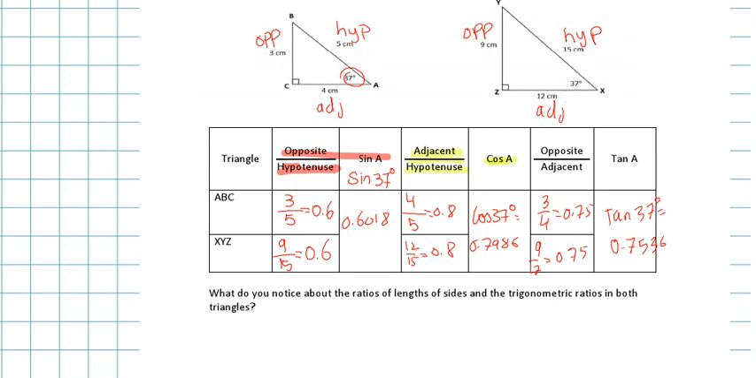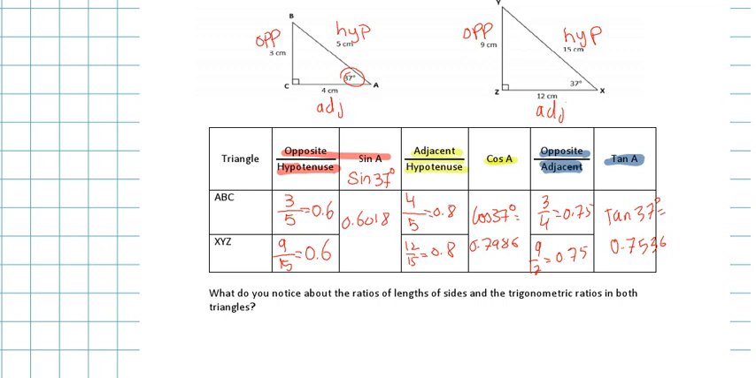No matter what the triangle is, as long as you have the same angle, it's giving you the same ratio. At least close: 0.78, 0.7986, that's close to 0.8, right? And then the opposite over adjacent is giving you the same ratio for tan, right?